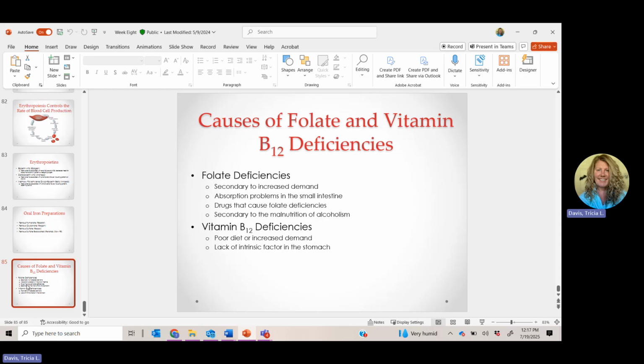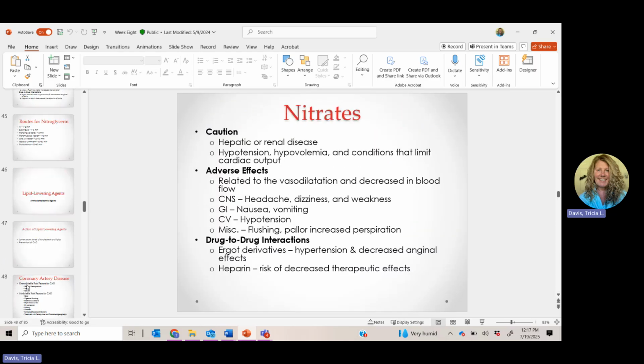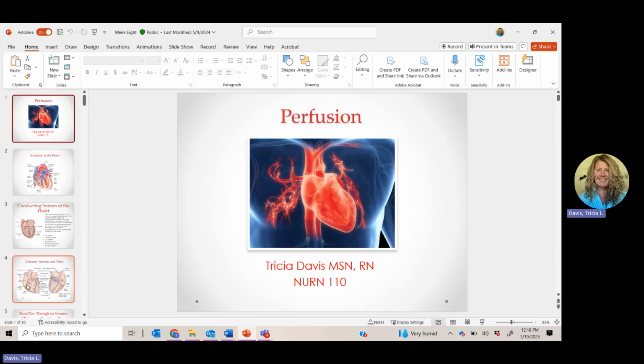We've talked a lot about this semester. Patients with B12 deficiencies have either a poor diet, or the body doesn't make enough, or they may have a lack of that intrinsic factor in the stomach. A big population of patients is gastric bypass patients. And that is it for week 8 and our perfusion.